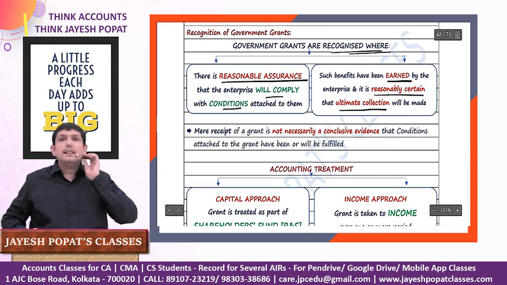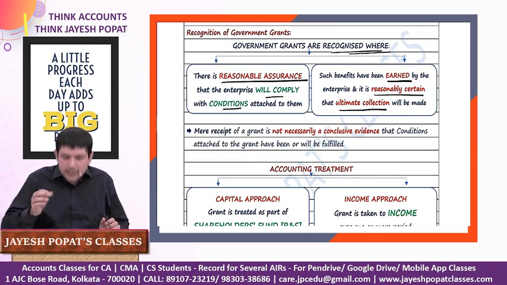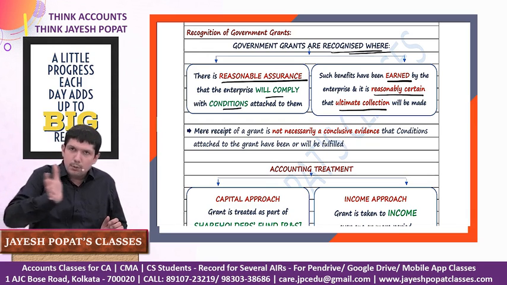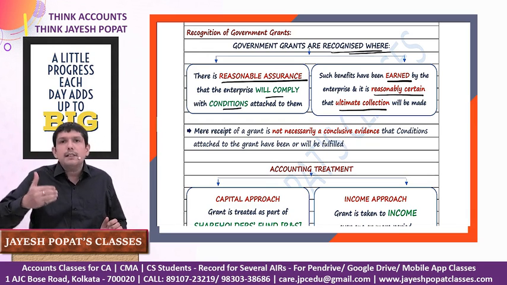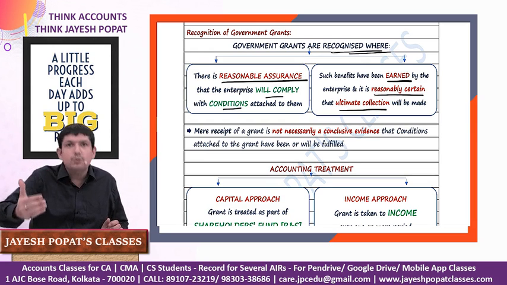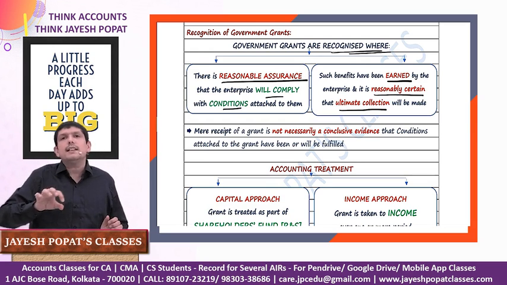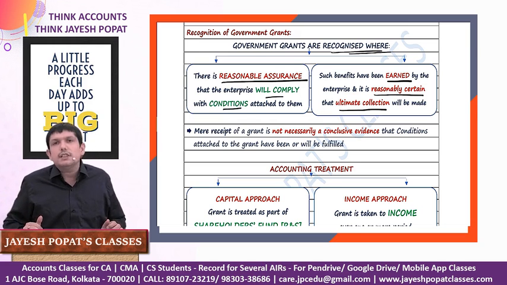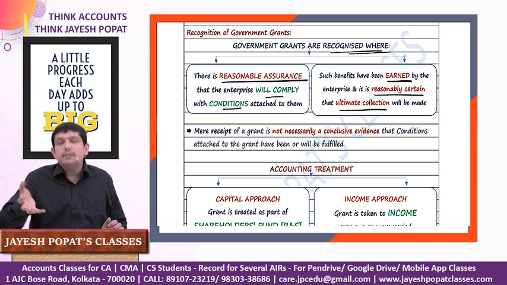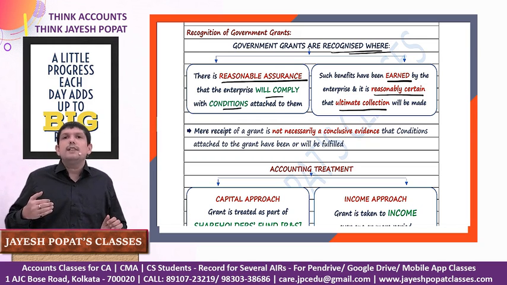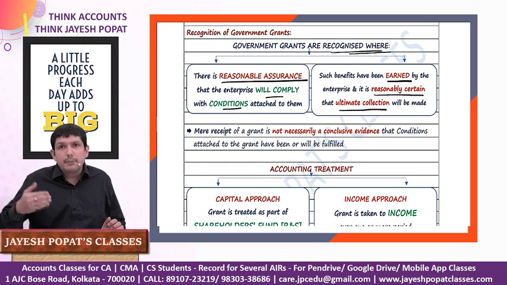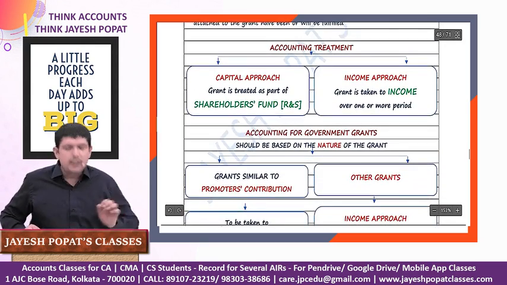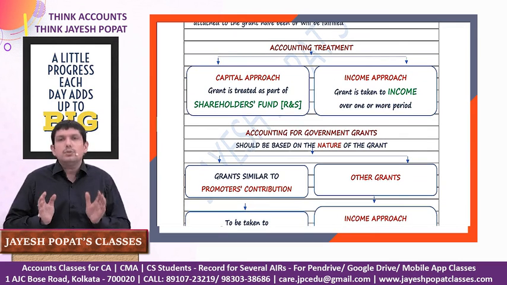Mere receipt of the grant is not necessarily conclusive evidence that the grant has been earned. There might be a scenario where the grant has been provided by the government and the enterprise will have to comply with certain conditions in future. But the fact that the grant has been received does not provide the basis for recognition of the grant as income, because if the terms and conditions are not satisfied in future, the government may require the enterprise to refund that grant. Now we'll talk about the accounting treatment of government grants. There are two schools of thought.